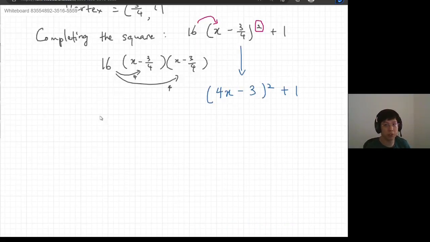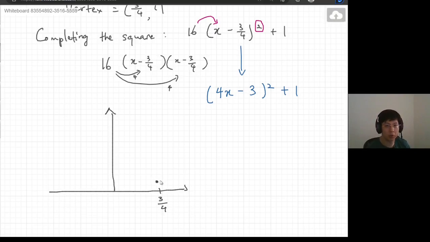Now if I were to sketch this graph, it would simply be a matter of drawing the axes, marking (3/4, 1). So let's say here is (3/4, 1). And then finding the y-intercept, which I find by simply substituting in x equals 0. So if x is 0, then 4 times 0 minus 3 is negative 3. Then square that is 9, plus 1. So then the y-intercept is (0, 10). So I mark 10 somewhere on my graph as well.